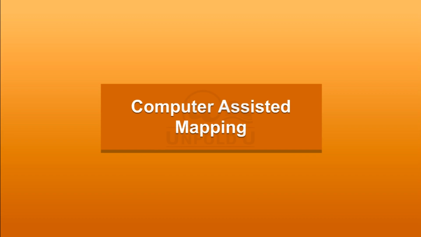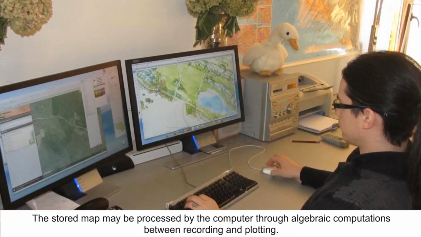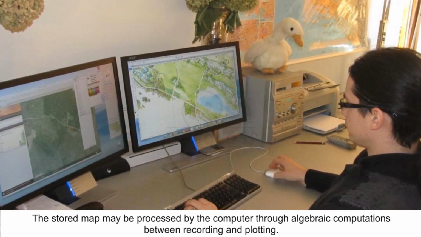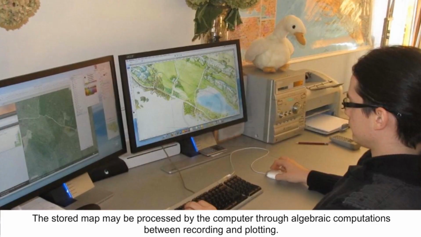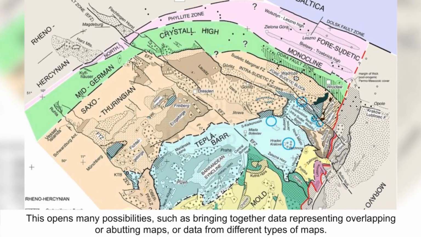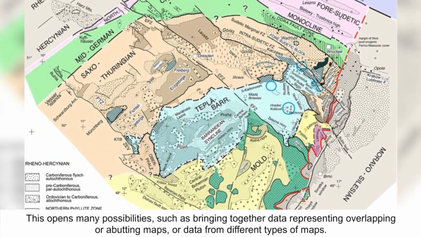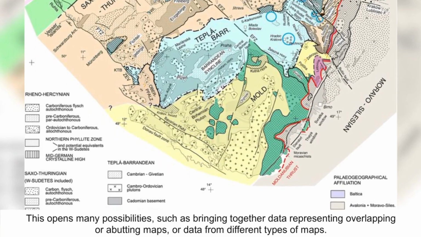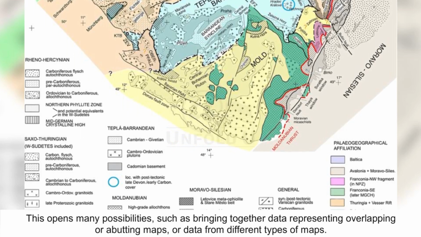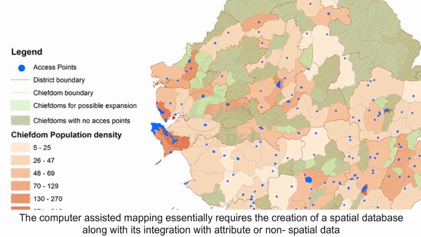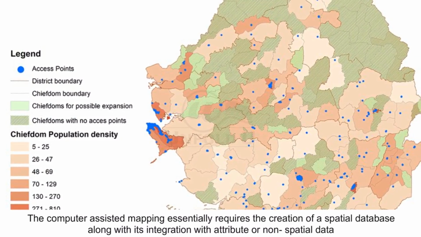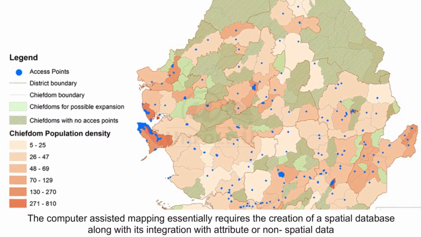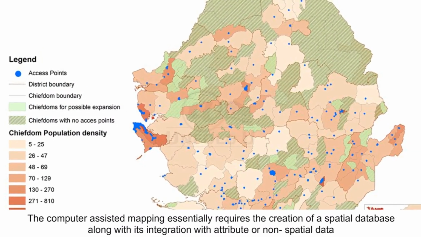Computer-assisted mapping. The stored map may be processed by the computer through algebraic computations between recording and plotting. This opens many possibilities, such as bringing together data representing overlapping or abutting maps, or data from different types of maps. Computer-assisted mapping essentially requires the creation of a spatial database along with its integration with attribute or non-spatial data.